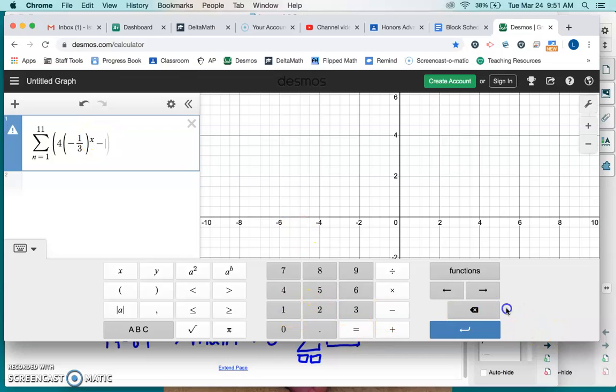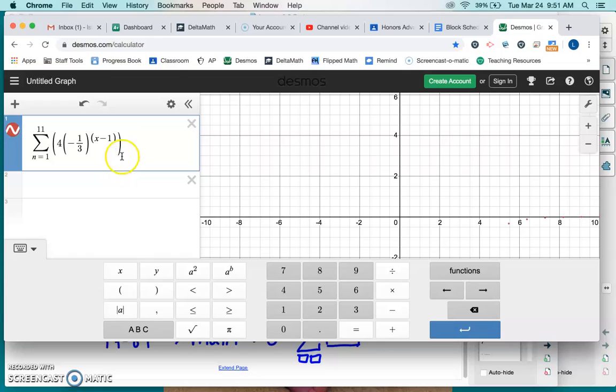Why is this not working? Well, maybe. I probably need to put this in parentheses too. Come on, Strobe. Okay. Is it going to work? No. Oh, it's graphing it. That's not what I want.